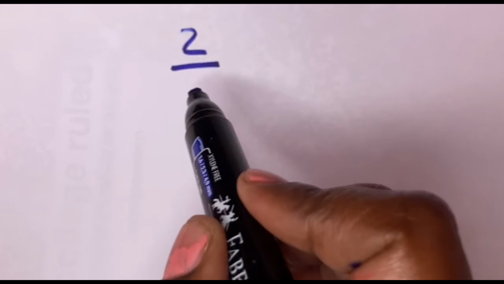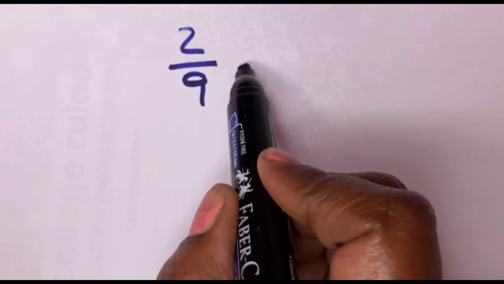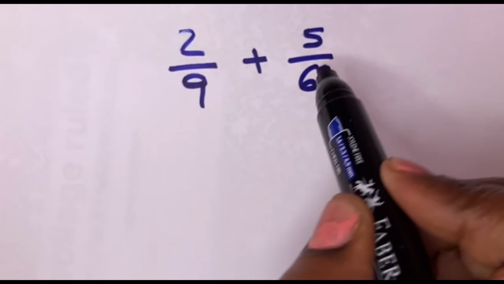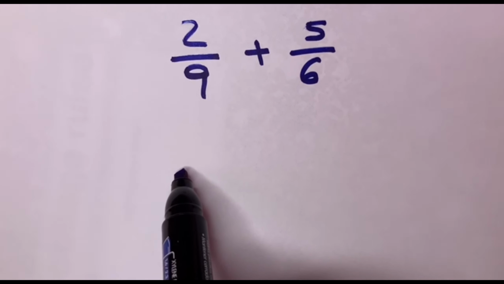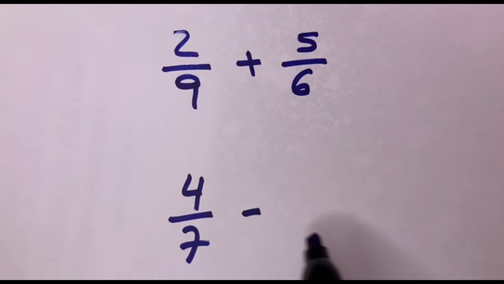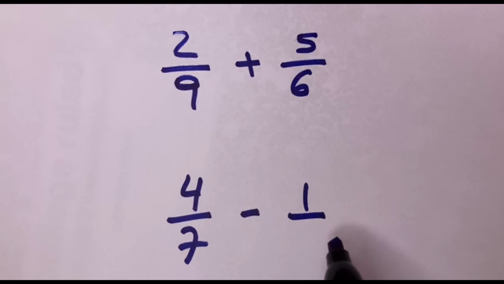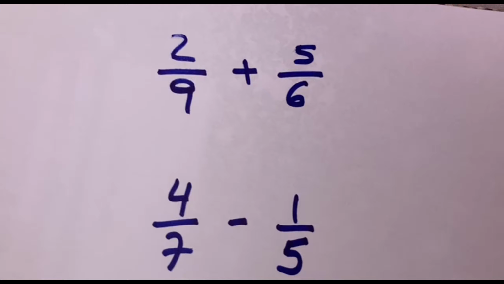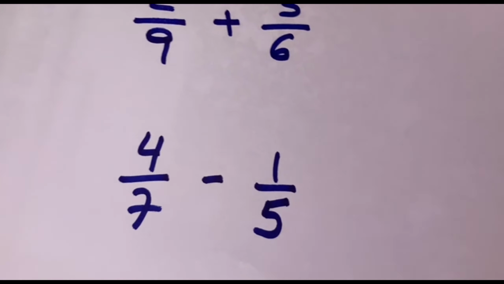For practice, try 2 over 9 plus 5 over 6, and also subtract 4 over 7 minus 1 over 5, and put your answers down below in the comments.